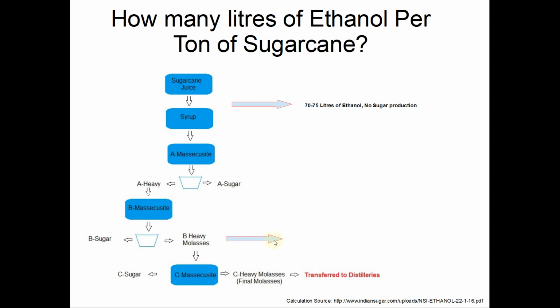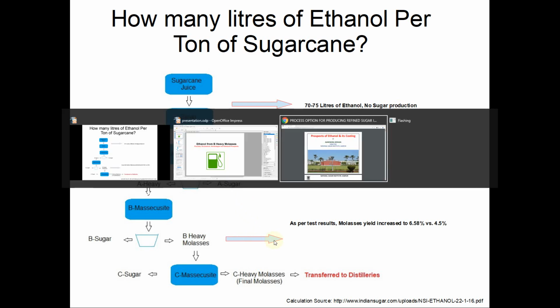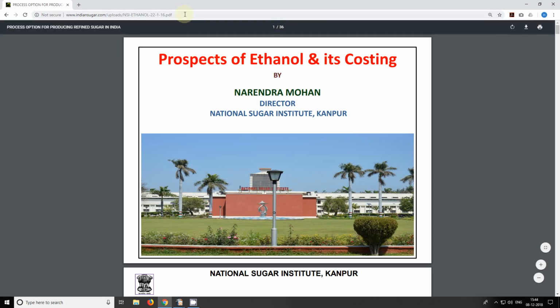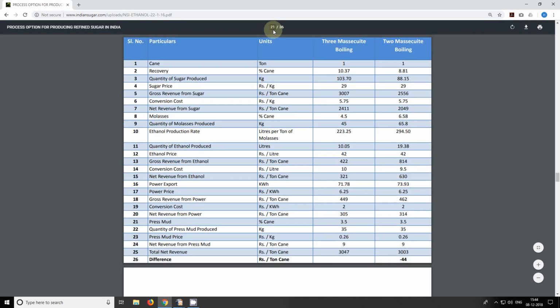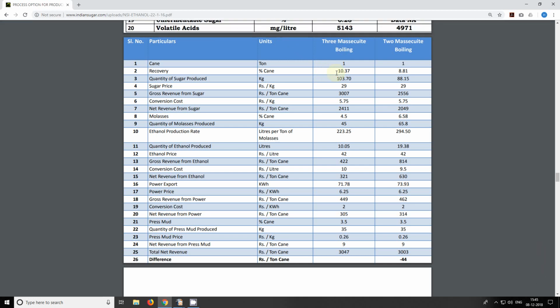But currently the hot topic is B-heavy molasses. There is an excellent presentation given by Mr. Narendra Mohan, Director, National Sugar Institute, Kanpur, where a test was conducted in a sugar mill to know the costing and prospects of ethanol. You can take a look at the presentation or pause this presentation to have a detailed look at various aspects of it.